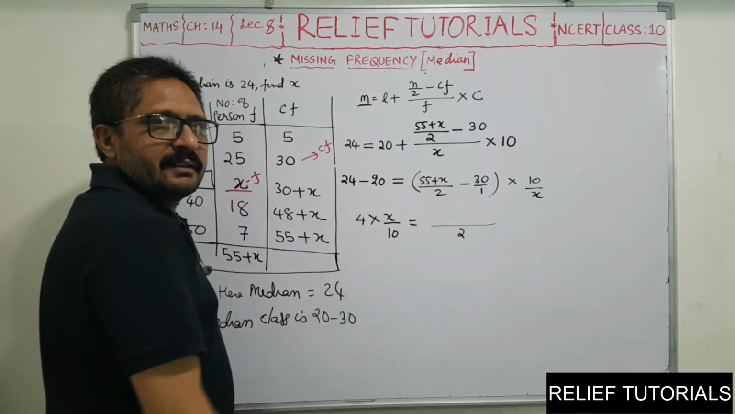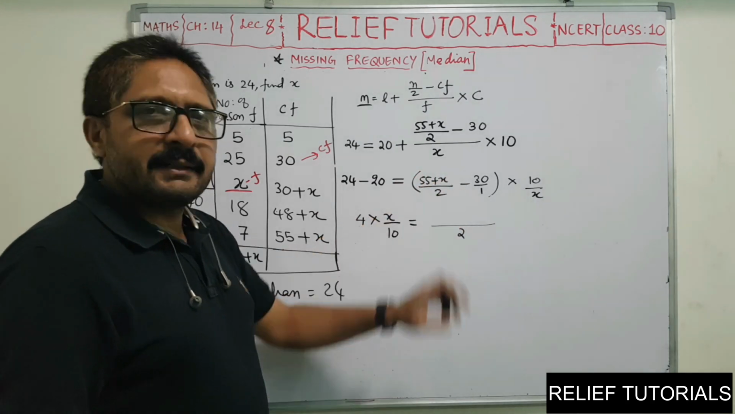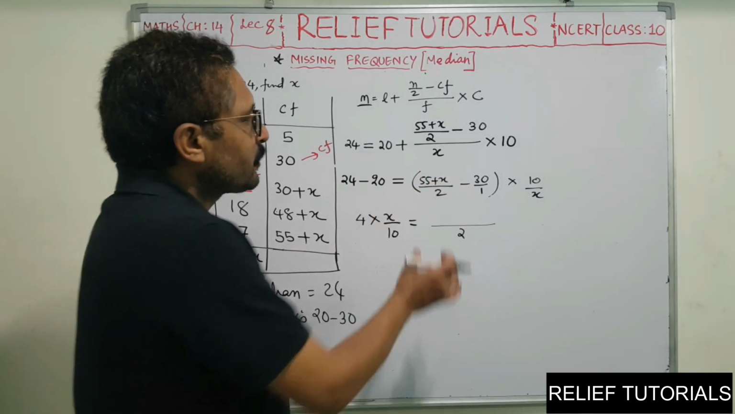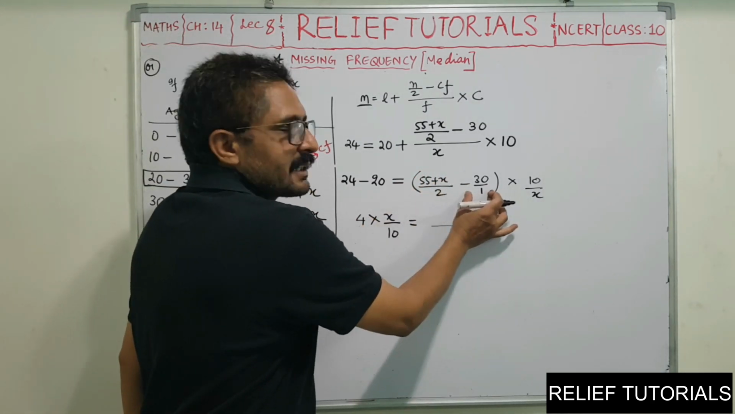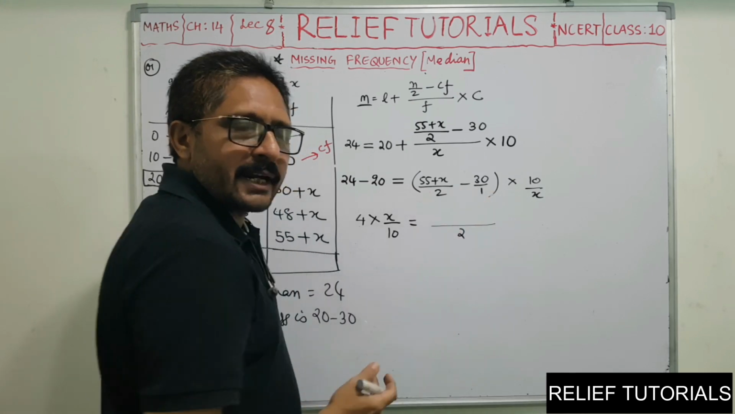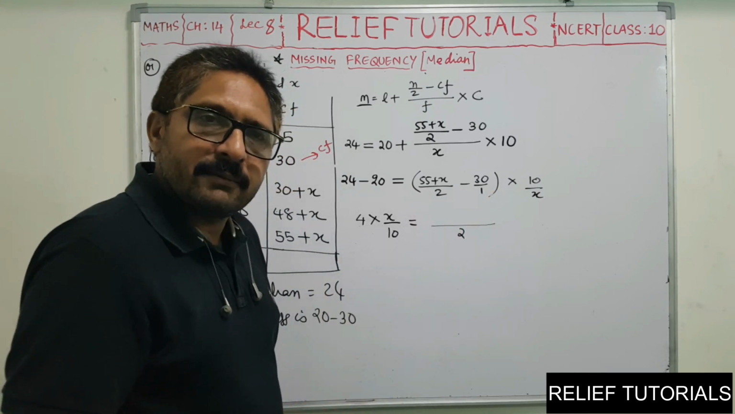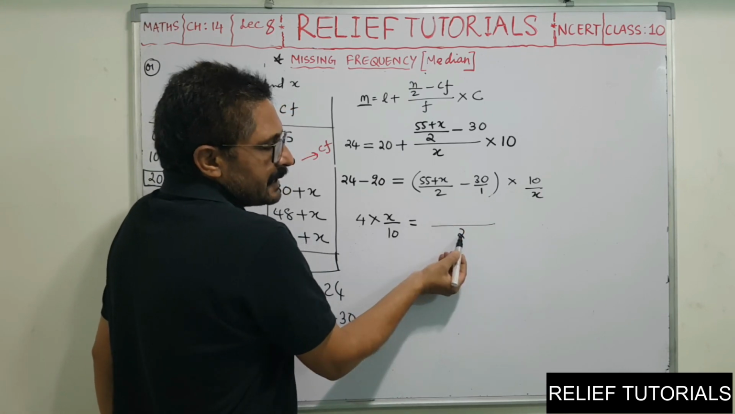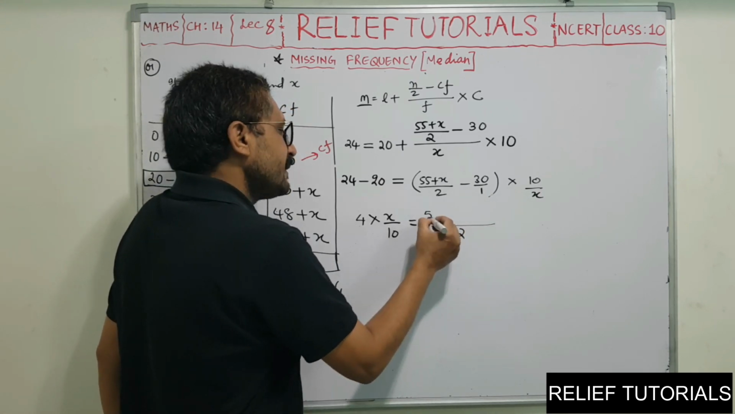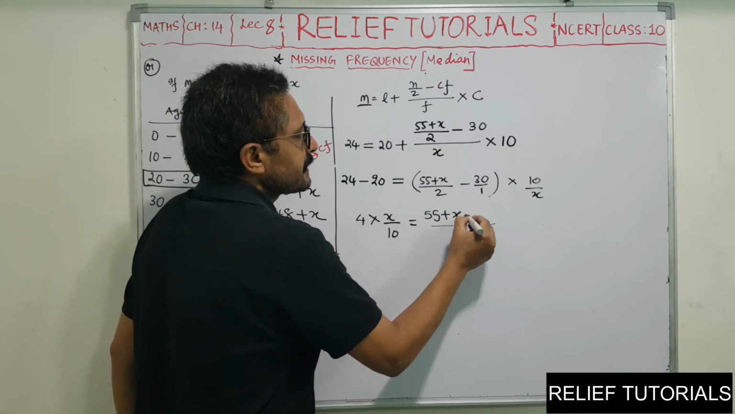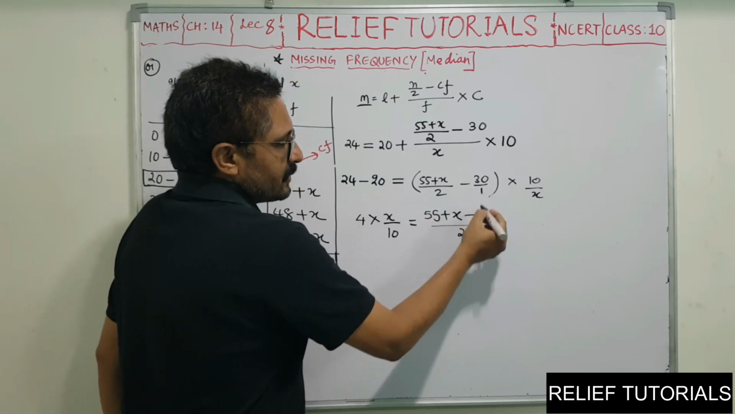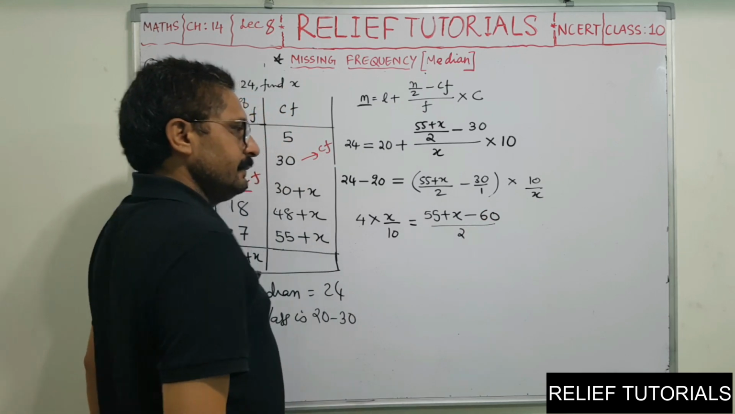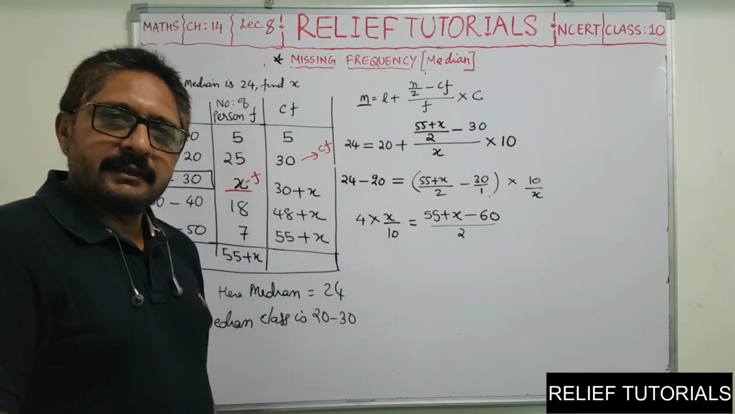You know, here you have to find LCM. Why? Because this is a fraction and this is also a fraction. In order to subtract or add two fractions, you have to do LCM. Now what will be the LCM here? 2. So the numerator, this LCM and denominator is the same. So the numerator will be as it is, 55 plus x minus 2 ones are. So here you will get 60. Clear?